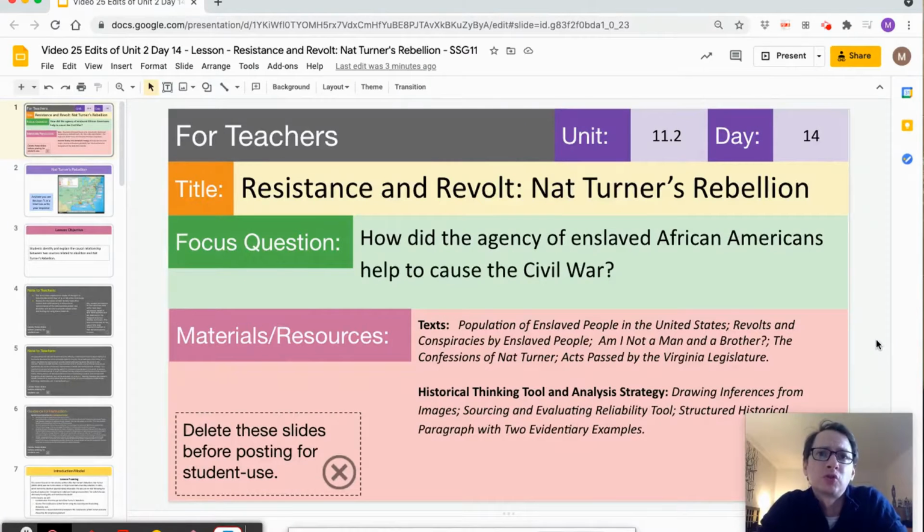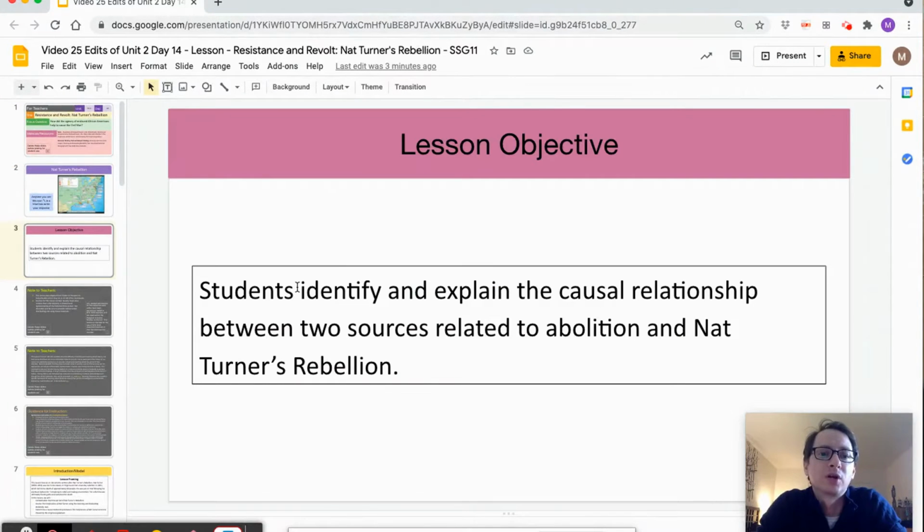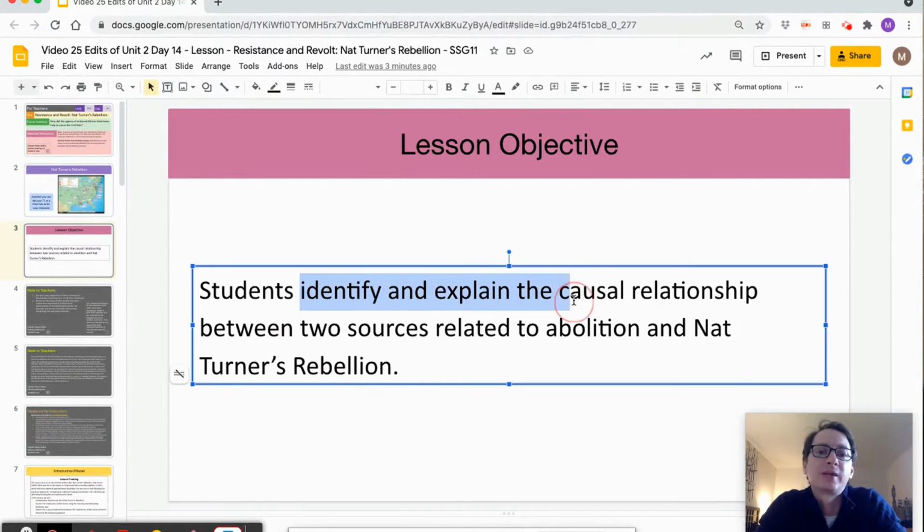This video is for students who are looking for some additional explanations and some modeling of the skills practiced in day 14 of Unit 2, which focuses on the question, how did the agency of enslaved African Americans help to cause the Civil War, with the learning target of you being able to identify and explain the causal relationship between two sources related to abolition and to Nat Turner's rebellion.